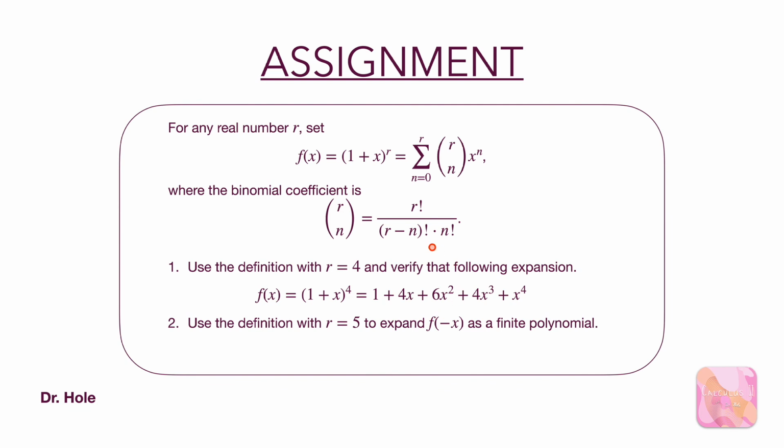To play around a little bit more, let's consider the case of r equaling 4. And using this notation, verify for a few of the coefficients that plugging in r equaling 4 and n taken to be 0, 1, 2, 3, or 4 will produce the appropriate coefficient. Do that again for r equaling 5 to come up with the function f. And then consider, well, what would you get for the function f evaluated at negative x? Nice.